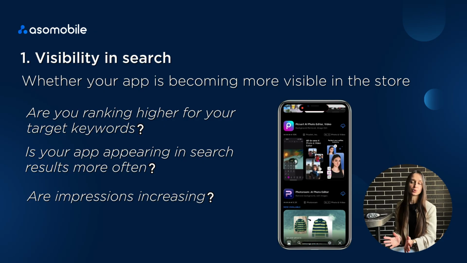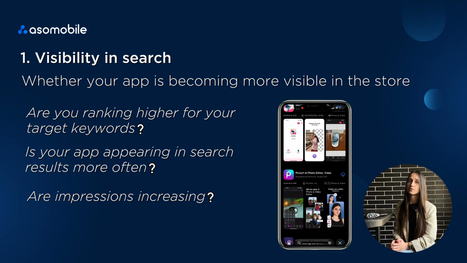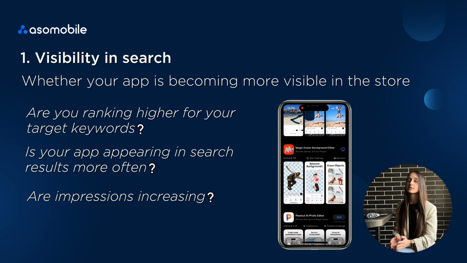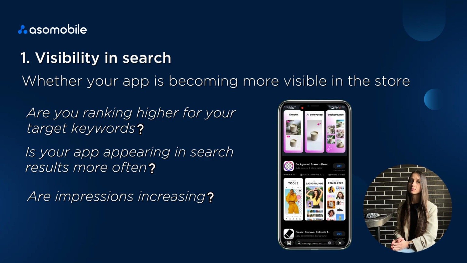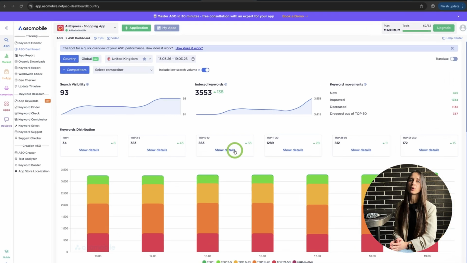Are impressions increasing? If your keyword rankings start improving after ASO updates, it usually means the store algorithm is beginning to associate your app with those search queries. In practice, I usually evaluate this using an ASO dashboard, where I can track visibility, keyword performance, and downloads over time. But instead of analyzing everything, I focus on a few key indicators.